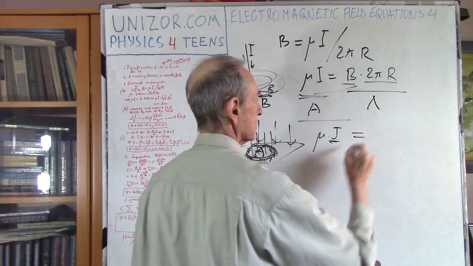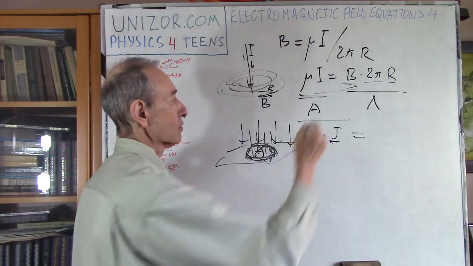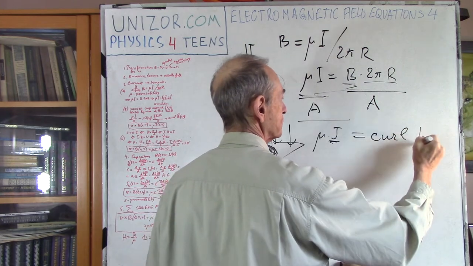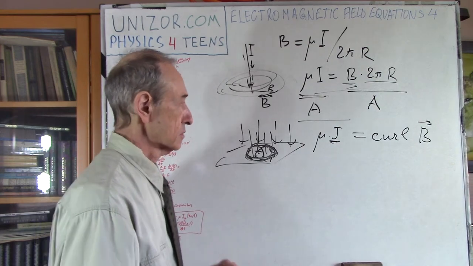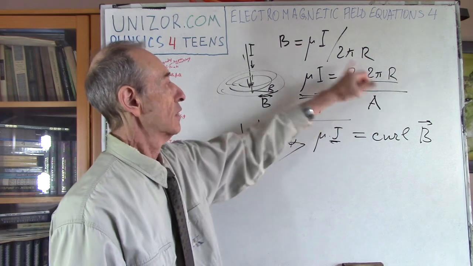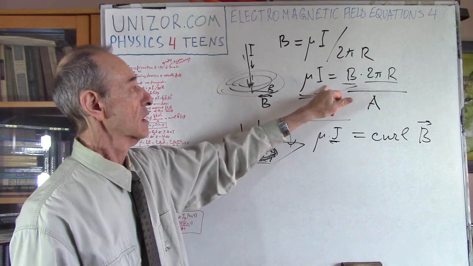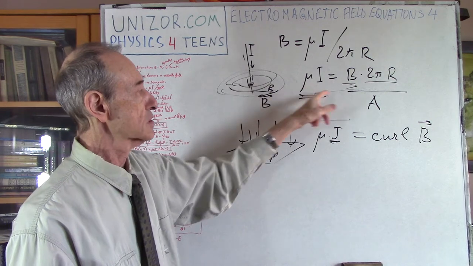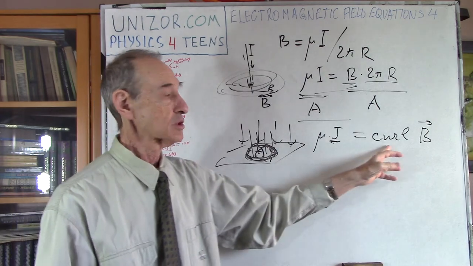What do we have on the right? Back to my lecture about circulation, if you remember, circulation divided by area is the curl of this field. So we have come to this equation, just dividing both sides of this initial law: the amount of electricity coming through a surface times magnetic field permeability is equal to circulation divided by area. We used the definition of curl.